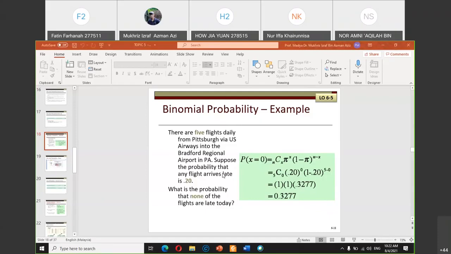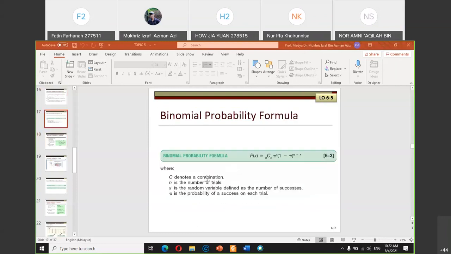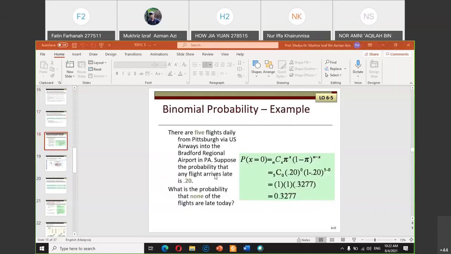But when it comes to binomial distribution, success means the event that you are interested to investigate. Here the event that we want to investigate is the flight arriving late. So 0.2 will be our pi, meaning our 1 minus pi, or the probability of failure, will be 0.8. You can see here, 0.2 is our pi, or the probability of success. Pi is the probability of success, so our success event will be the flight arriving late, which is 0.2.